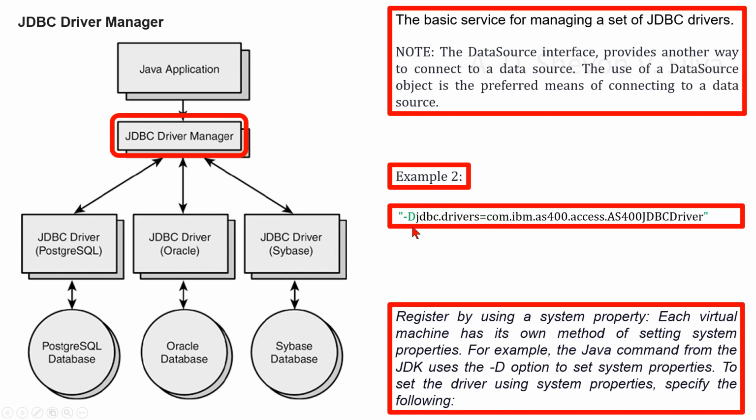As an example 2, we can consider this code segment. Register by using a system property. Each virtual machine has its own method of setting system properties. For example, the Java command from the JDK uses the -D option to set system properties. To set the driver using system properties, specify the following. This is the fully qualified class name of the JDBC driver here, com.ibm.as400.access.AS400JDBCDriver.